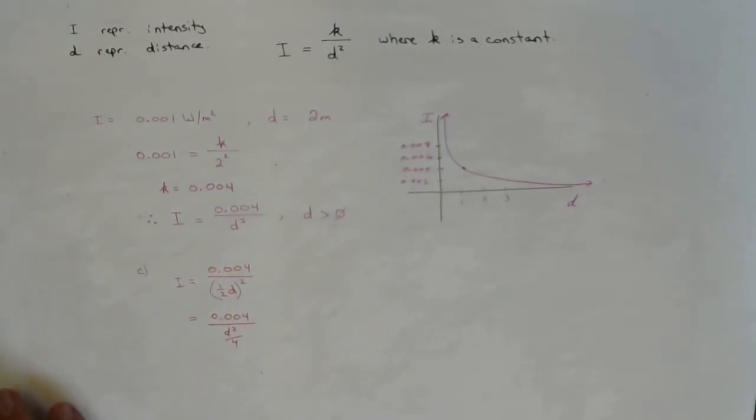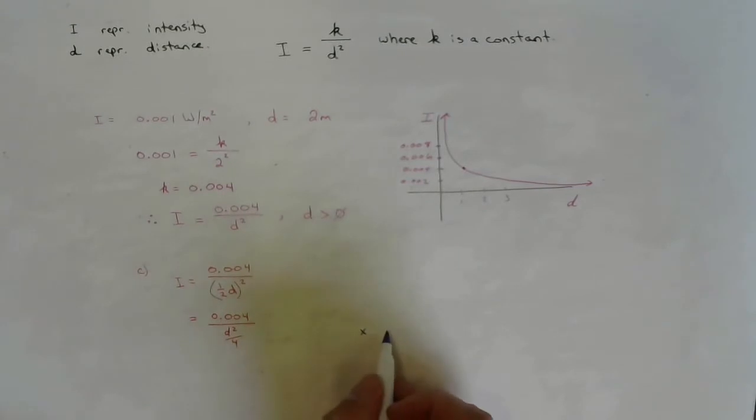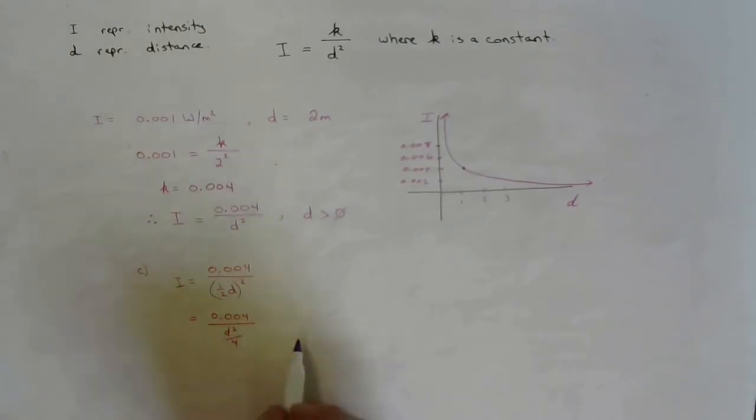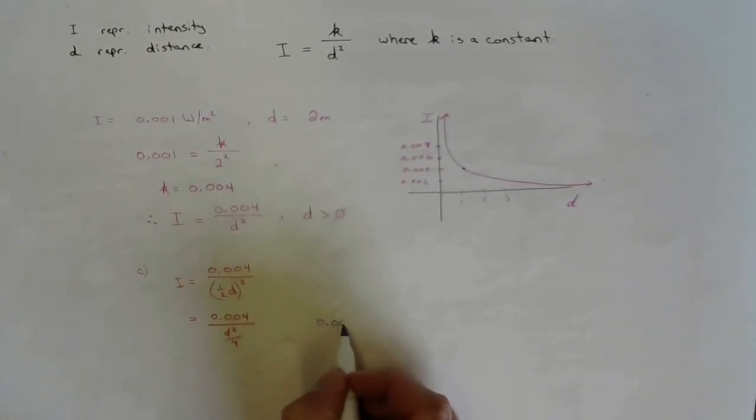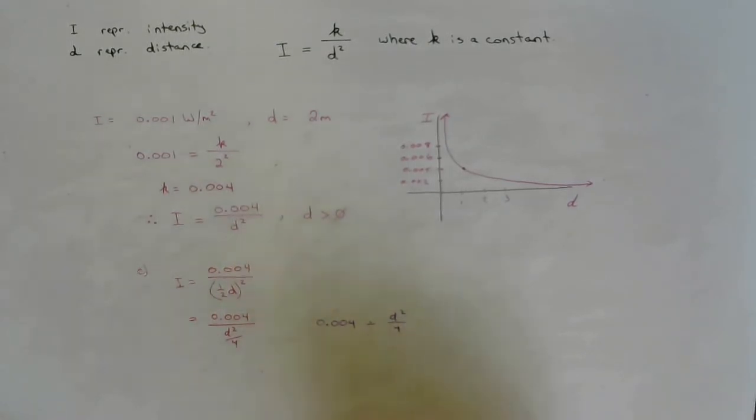Now, if you're not sure about the next little trick that's coming up, basically what you do if you're dividing a fraction by a fraction, you change it to multiplication and you flip the fraction. Do you remember that rule? So if we rewrite this, this is 0.004 divided by d squared over 4. We can rewrite that as 0.004 times, and then flip our fraction. Okay?